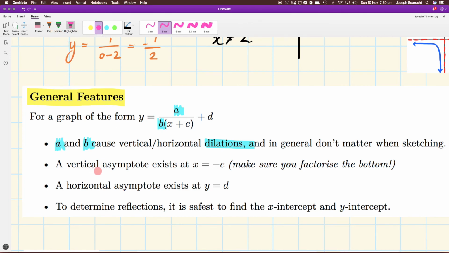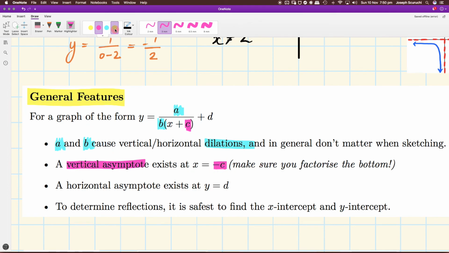Let's move on to the next one, which is -c. So this one right here, and this is my vertical asymptote. The most important thing to remember is that it's actually going to be the opposite sign, and we have to remember to factorize in order to get this value.